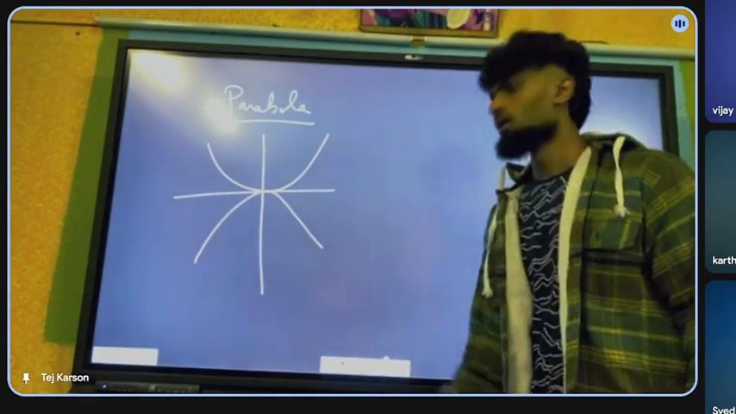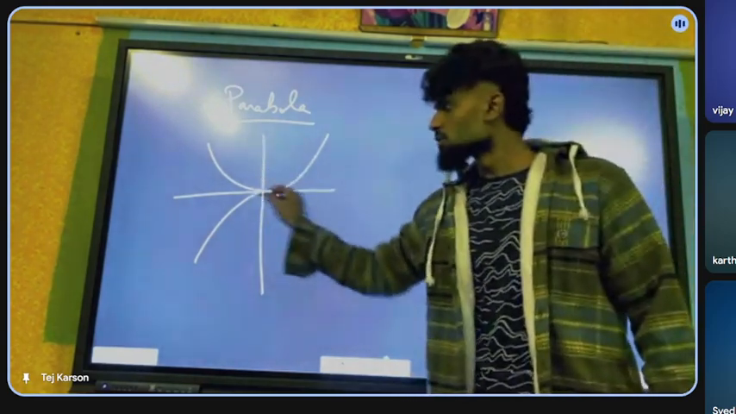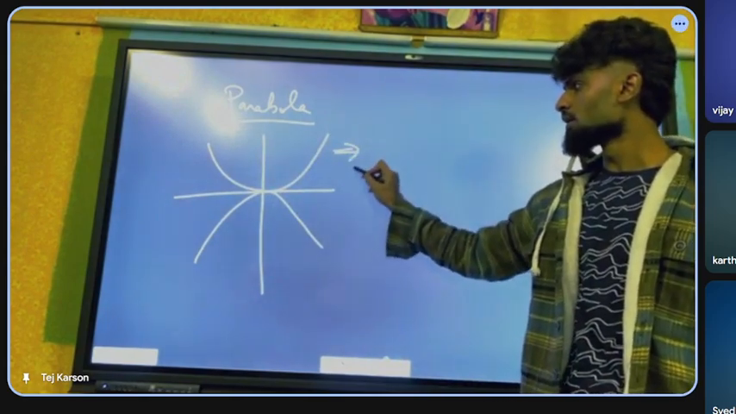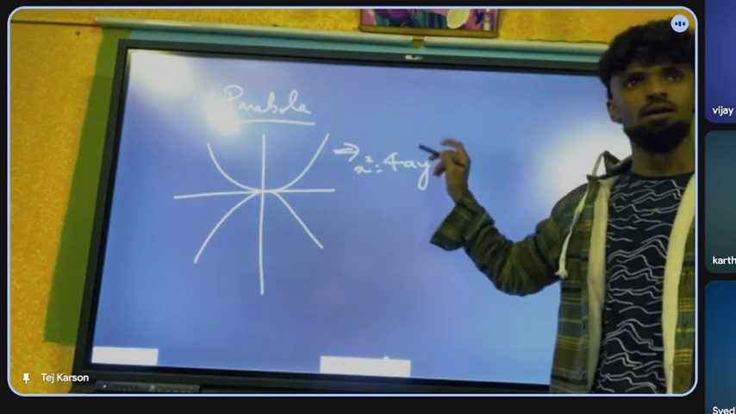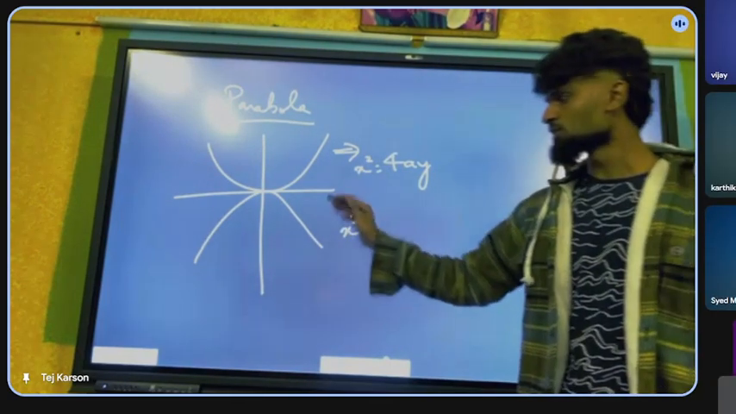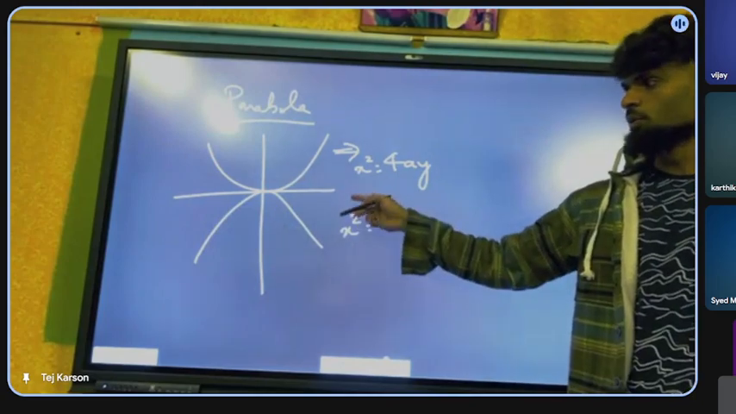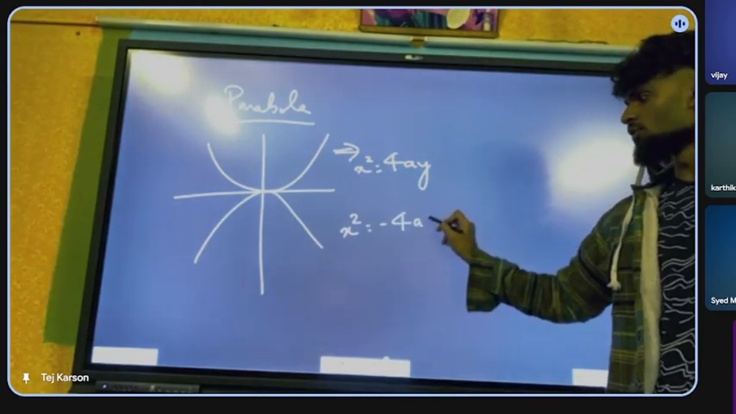Okay. Now look at this. I brought two here. Only look at the top part. The opening is towards the positive y-axis, so therefore the equation will be given by x square equals 4ay. Now here, it's the same x square because it touches the x-axis, but the opening is towards the negative y-axis. So the answer will be x square equals minus 4ay.